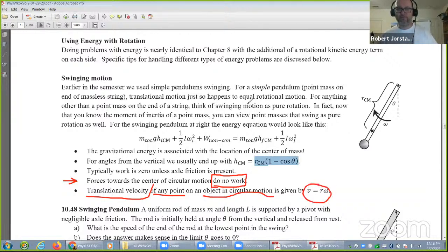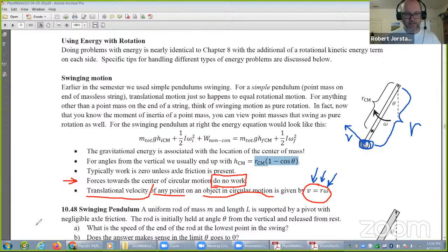Translational velocity of any point on the object in circular motion is V equals R omega. So for example, if I wanted to know the velocity of this point, V, I would need its radius, R, and then I could say V is equal to that radius times the rotation rate, omega. A lot of times questions ask this, like for example, look at 10.48a. What is the speed of the end of the rod? That's basically saying what is V, not omega.